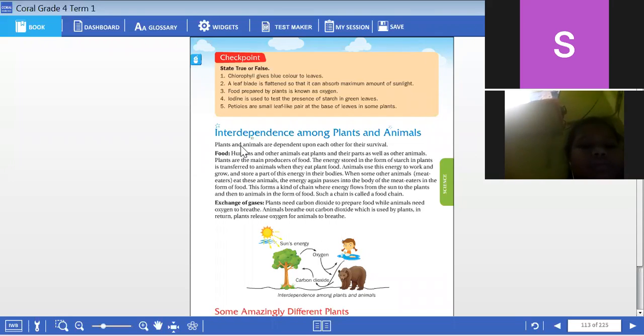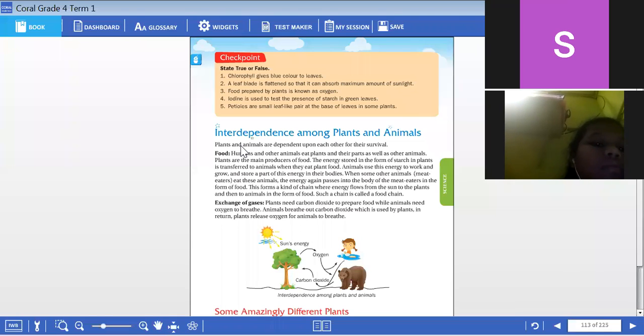Okay, interdependence. Here, depending, interdepending. Inter means mutual communication. The mutual communication is called interlinking, interdependence among plants and animals. Here today's topic is interdependence among plants and animals. Plants and animals depend upon each other for their survival. Survival is a word which means living. For the life of plant and animal, they are interdependent.